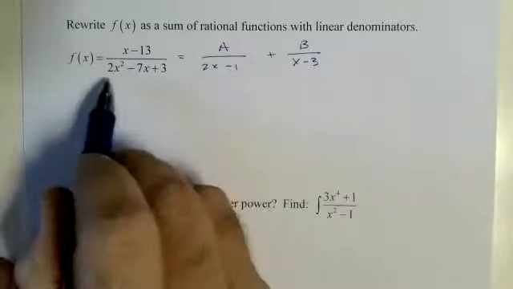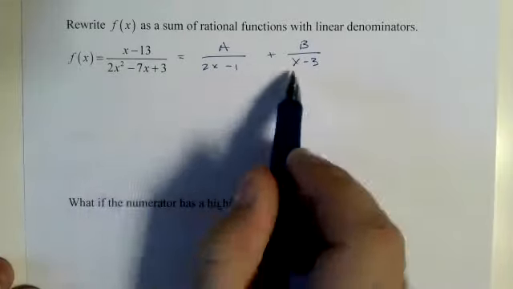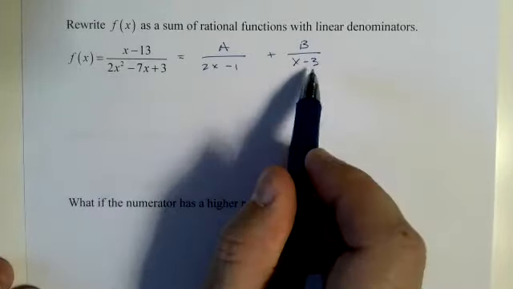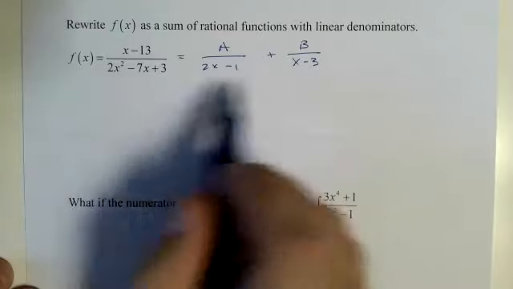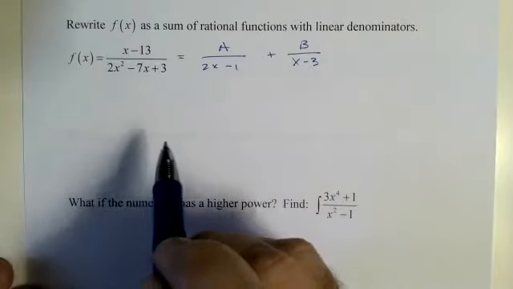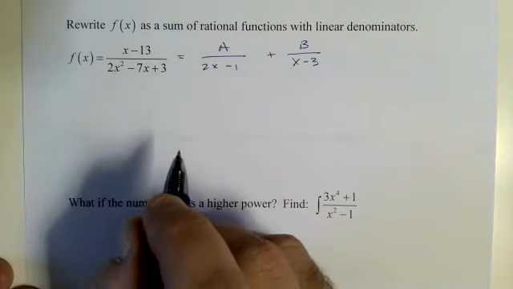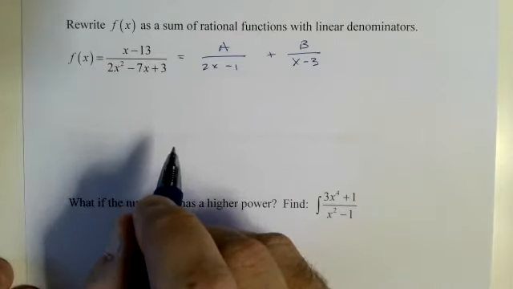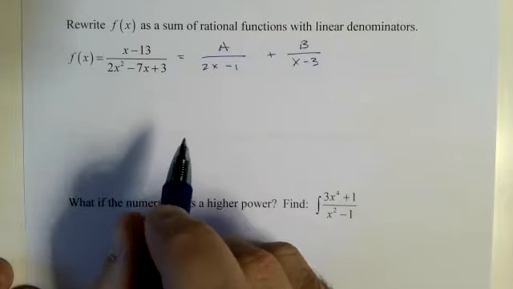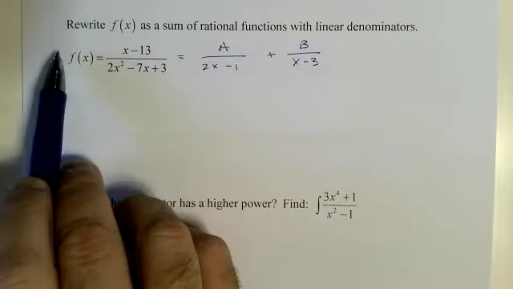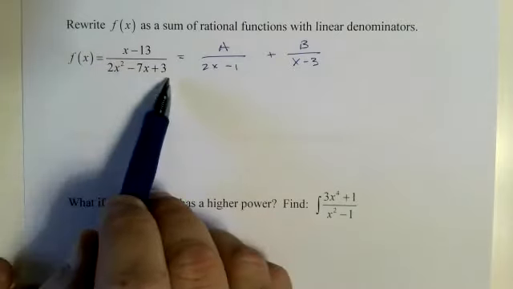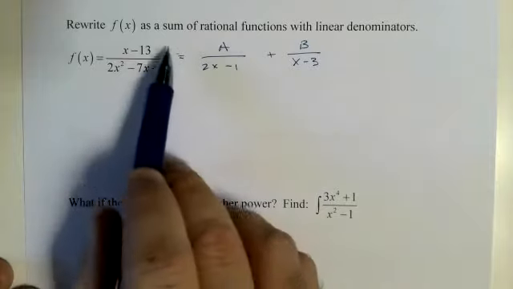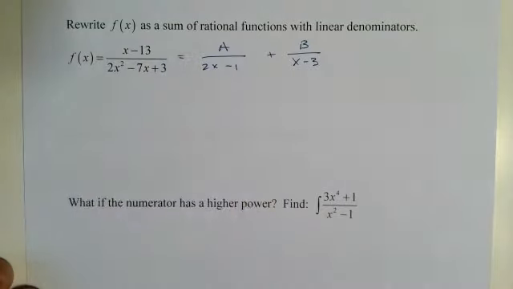We factor the bottom: 2x squared minus 7x plus 3, which is 2x minus 1 times x minus 3. Why would I write it that way? That doesn't make any sense. We multiply everything by 2x squared minus 7x plus 3, so we're basically multiplying by 2x minus 1 times x minus 3.